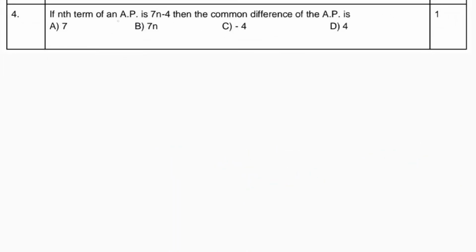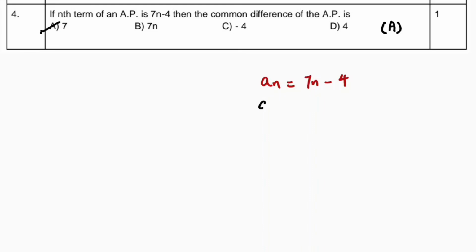If the nth term of an AP is 7n minus 4. See, nth term is 7n minus 4. Then the common difference. See, directly if the nth term is given, the coefficient of n, 7, is the common difference. So the correct option is here A. Correct option is A. But I'll explain here.